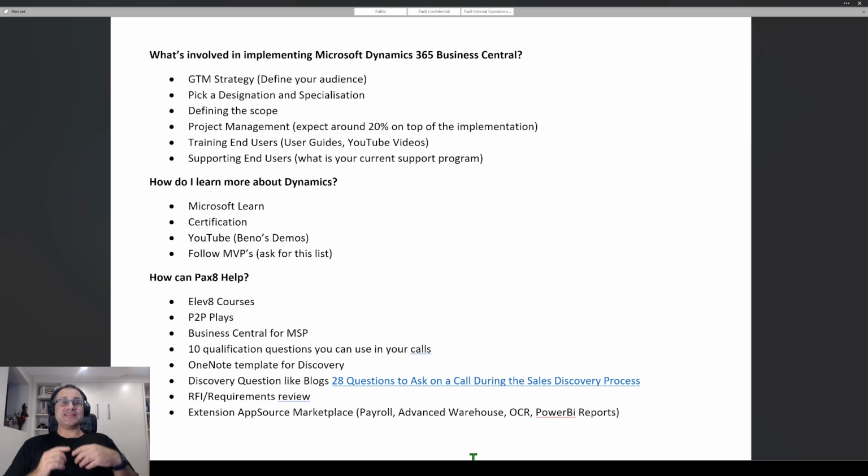Business Central for MSPs, I think it's quite valuable to implement it for yourself. Then you can make the mistakes internally. You can save face in front of the customer by making your own mistakes first. So a great way to do that. They say drink your own champagne. Business Central for MSPs, I think, is the way to do it.